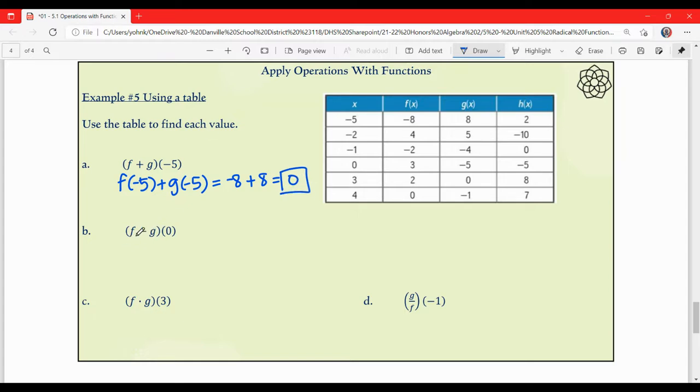If I do letter B, f minus g of 0, that's like doing f of 0 minus g of 0. So I'm going to find f. I'm going to find 0. So it's 3 minus g of 0 is negative 5. So that's really 3 plus 5, which is 8.